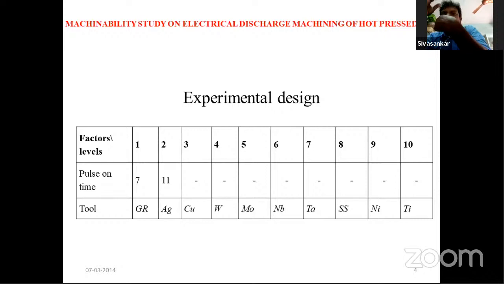Pulse off time means there is a time period during which there is no arc. That is called pulse off time, as far as electrical discharge machining is concerned, right?